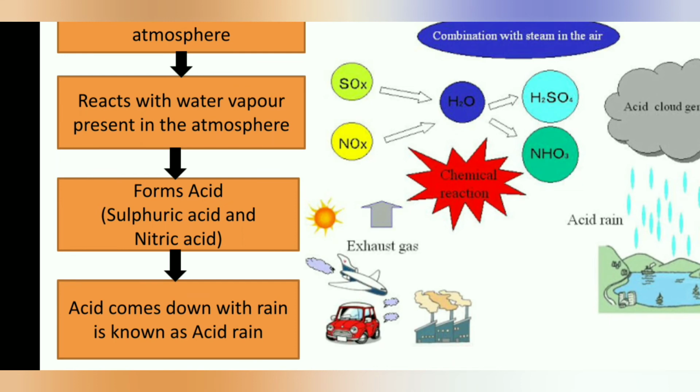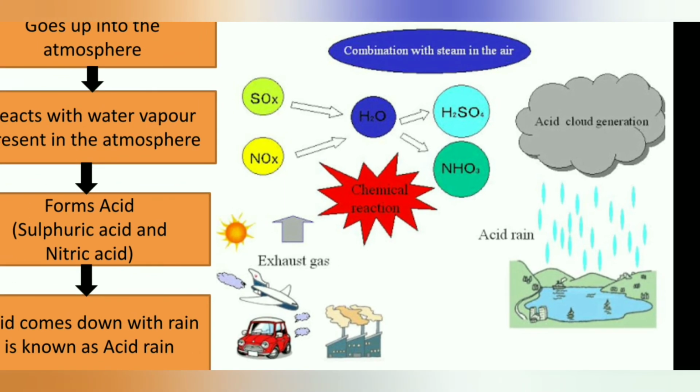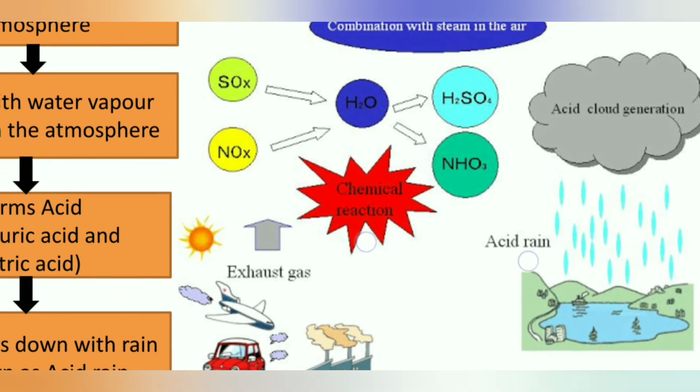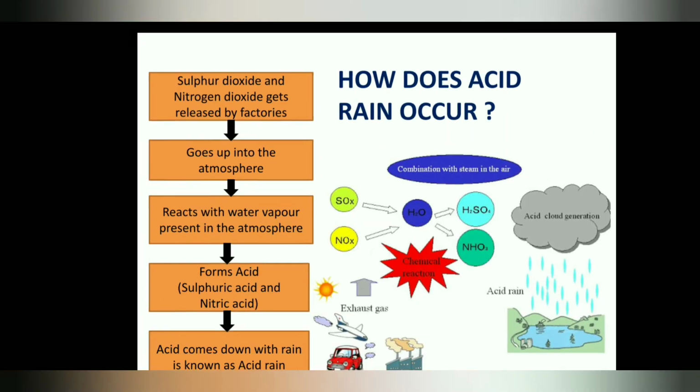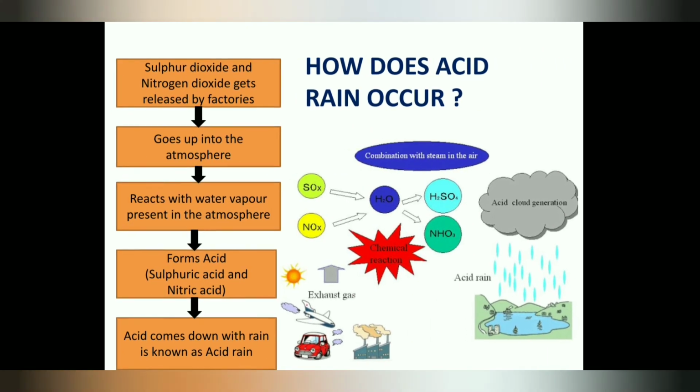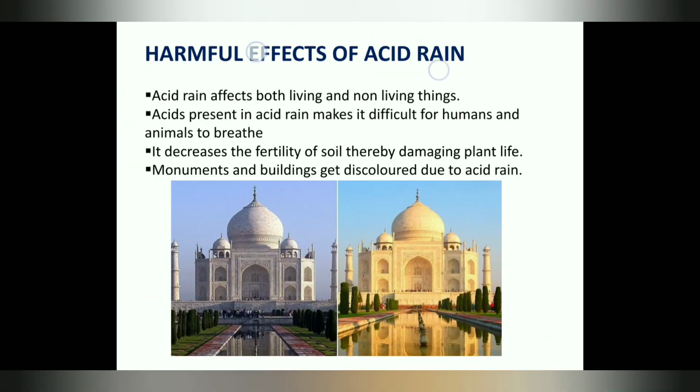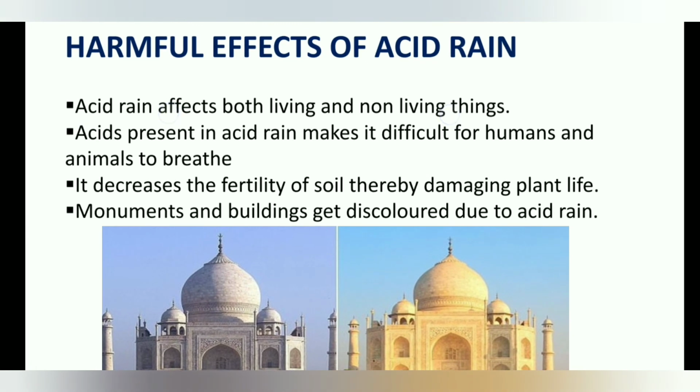Here in the picture you can see sulfur dioxide and nitrogen dioxide getting mixed with water, forming sulfuric acid and nitric acid. And this sulfuric acid and nitric acid fall down in the form of acid rain. So acid rain is harmful for living as well as non-living things.